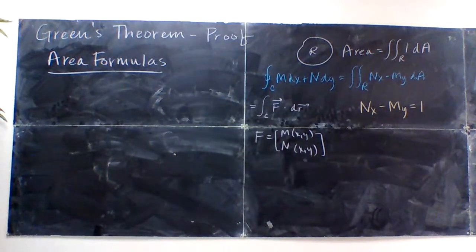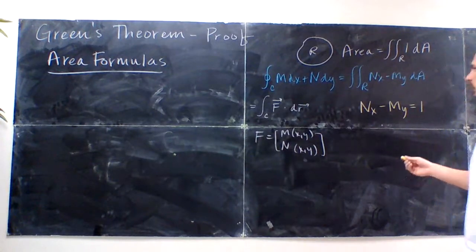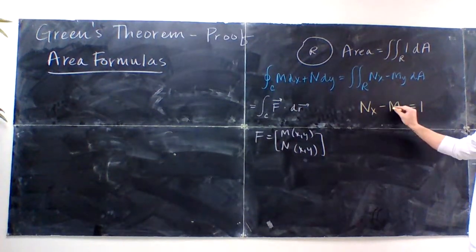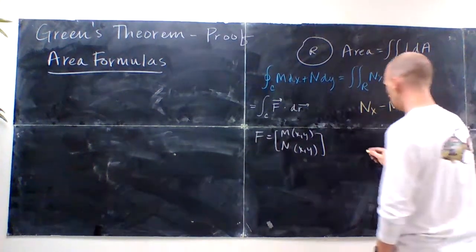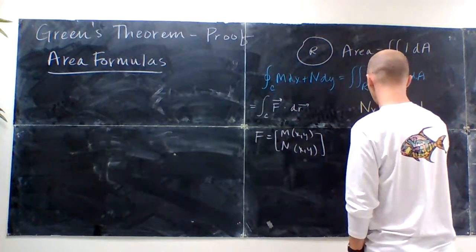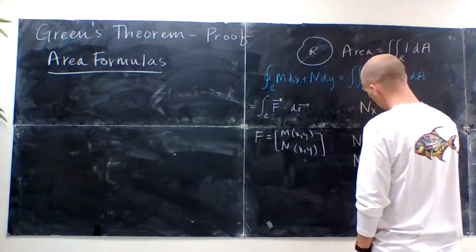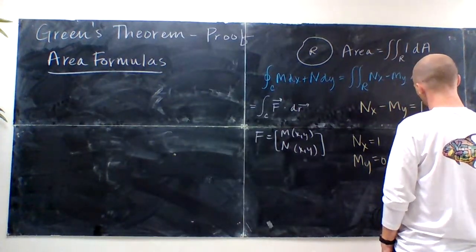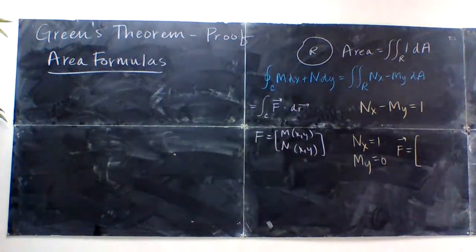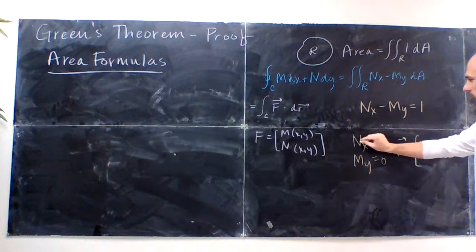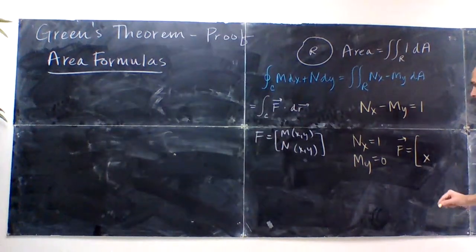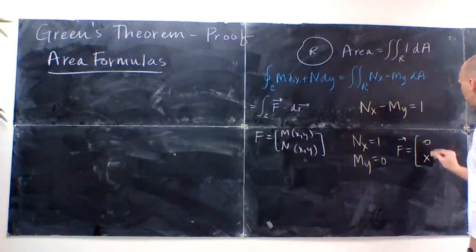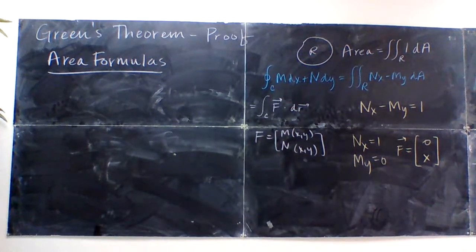On one hand, I think the easiest one to think of would be just the situation where n_x is equal to 1 and m_y is equal to 0. So we know that this function f is equal to m and n. If I take the derivative of n with respect to x, I need to get 1. If I take the derivative of m with respect to y, I need to get 0. This is going to be the simplest such function.